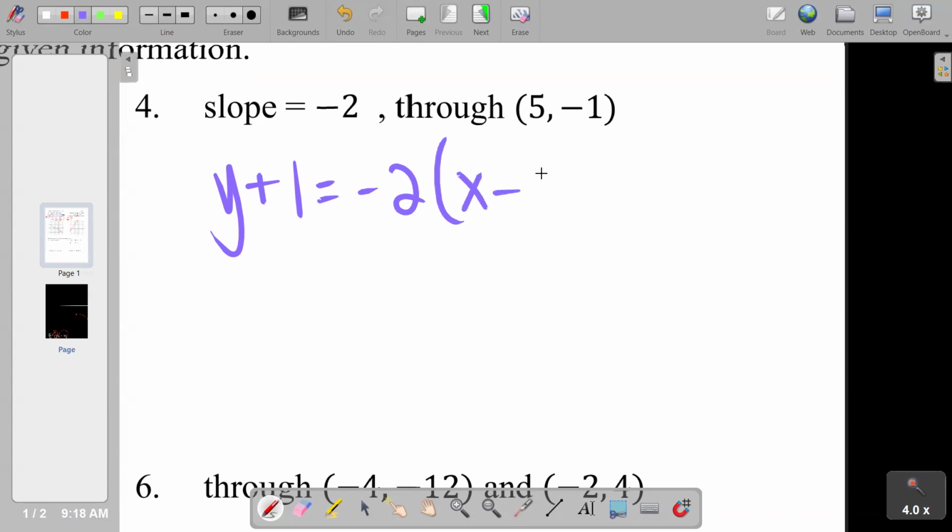X. Sorry, what? -5. Oh, plus 5. Good. And that's it. If there's a little bit of time here in a few minutes, I'm going to start working with these and showing you how to do conversions. But for now, on this quiz tomorrow, you can leave it like that. It's totally fine.